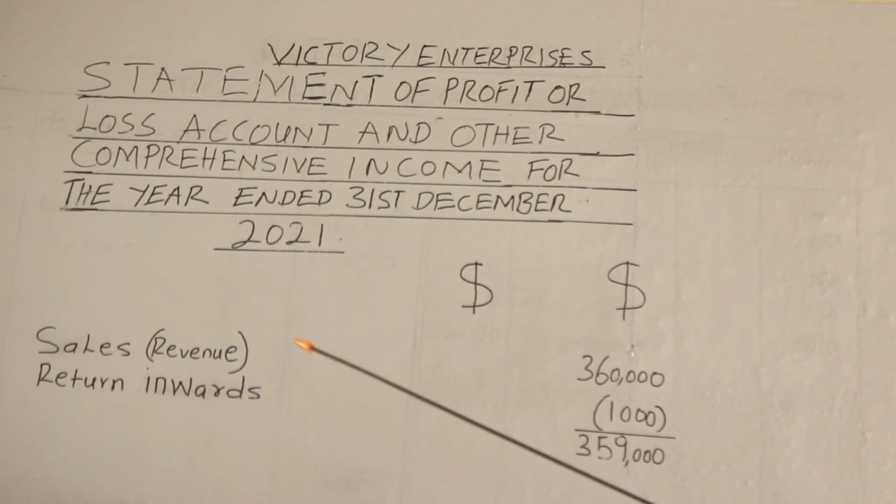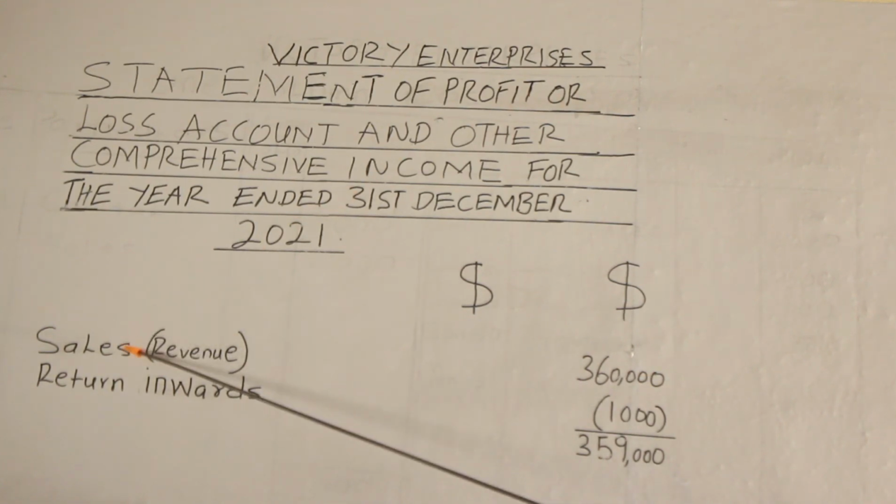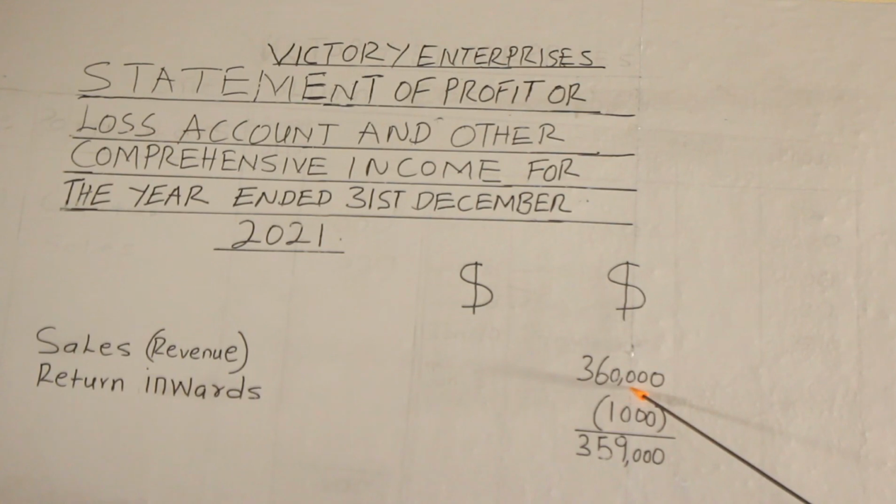Now, from the calculation in the organization of Victory Enterprises, they have arrived that the total sales made in the period is $360,000. That is sales, which can also be called revenue. Some people they sold the goods to return some, probably because they do not meet their standard or probably they are bad. And when this occurs, such returns will be deducted from the sales made.